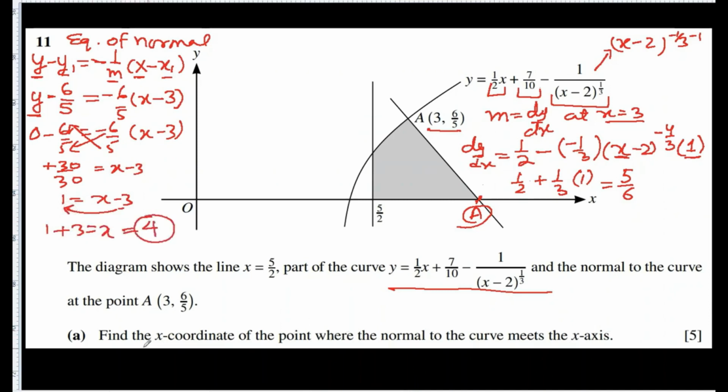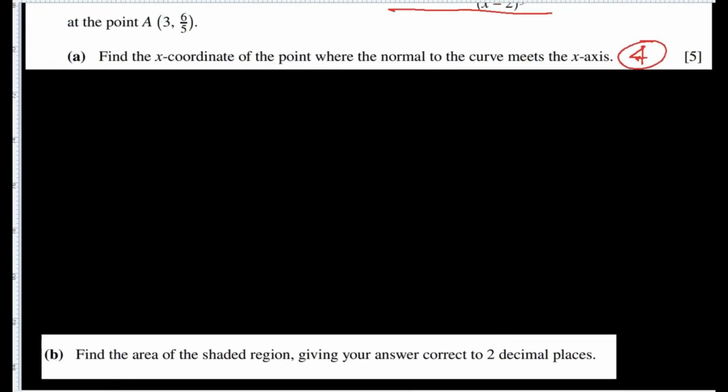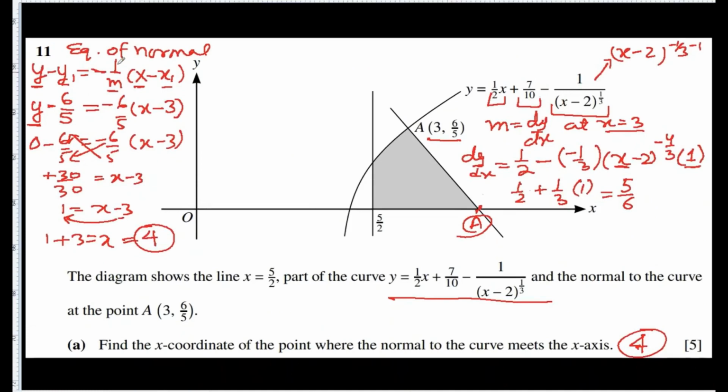The answer of part A is 4, the x coordinate of the point A where the normal is intersecting the x-axis. Okay, let's go to the B part now. B part says find the area of the shaded region giving your answer in two decimal places. So the shaded region we can see here. So what we can do, we can again divide this into two parts. So let me draw a vertical line here.